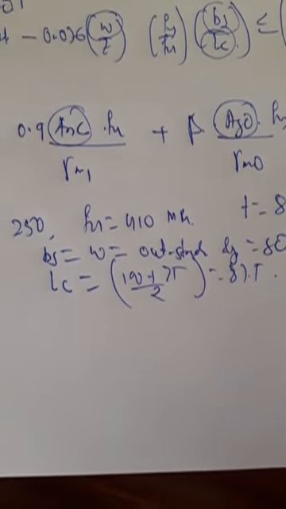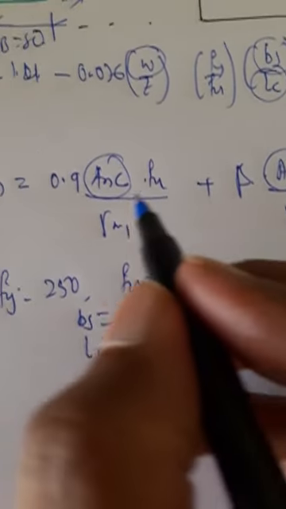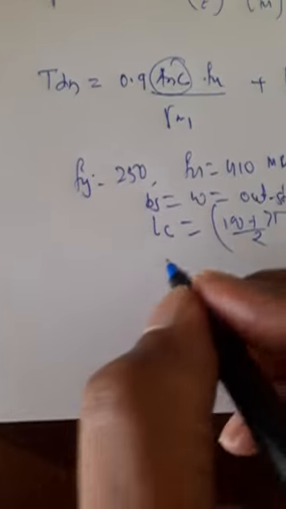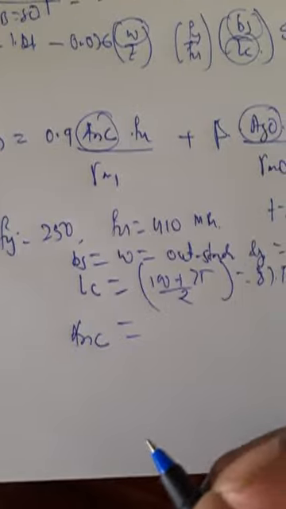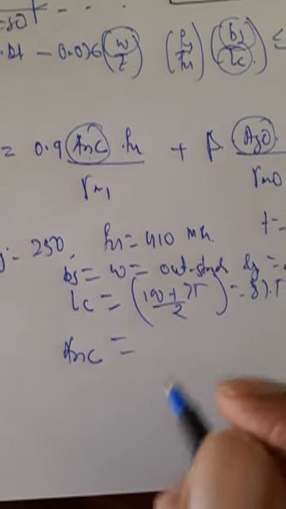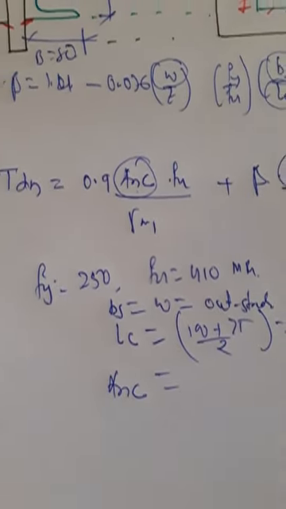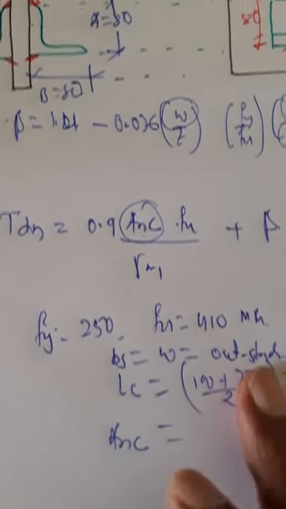Now substitute all the values, get the value of beta. Before that, let us calculate Anc. What is Anc? Anc is the net area in the connected leg.